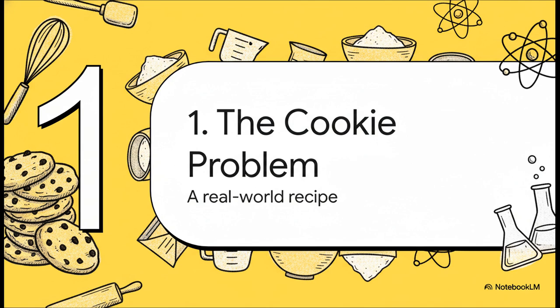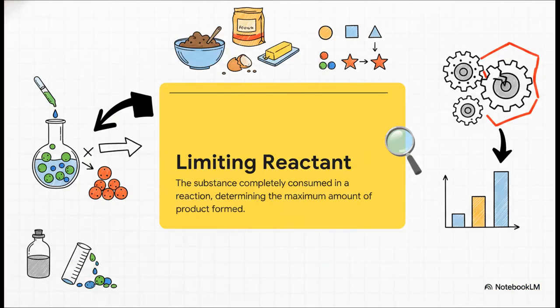Because really, when you get down to it, a chemical equation, it's just a recipe. So, what even is a limiting reactant? Well, think of it this way. It's the ingredient you run out of first. That's it. It's the one thing that gets totally used up, and because of that, it's the boss. It single-handedly decides the absolute maximum amount of stuff you can possibly make.